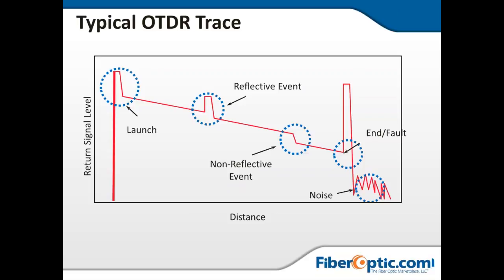Completely agree with the reflective event call here. The reflective event could be a couple things. It could be a connector, but we don't call it a connector because we can't necessarily be 100% certain it's a connector. Potentially it's a mechanical splice. Maybe it's a little crack in the fiber or something like that. Most of the time I would say it's probably a connector, but we like to refer to them as reflective events until we're sure and want to completely confirm that that is a connector in that particular location.